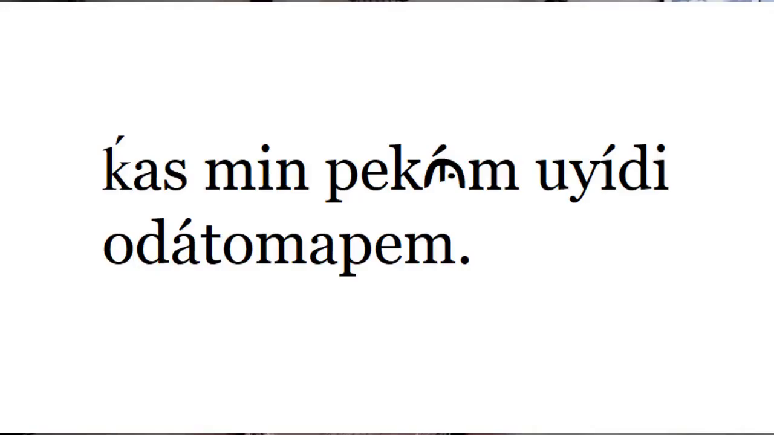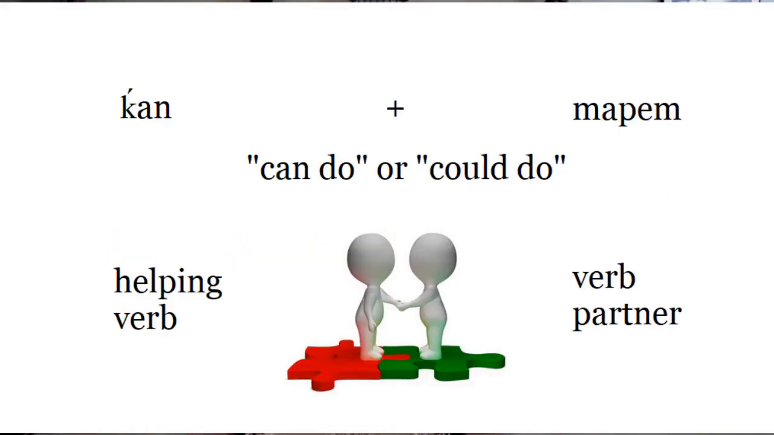How would you say, I can meet you at the restaurant? Kasmin pekum uyidi odato mapem. Of course, you could have put those words in a different order. That's okay. Remember, we use a helping verb like kan, kas, kakan, kaankano, etc. with the mapem ending on the verb partner to mean can do.